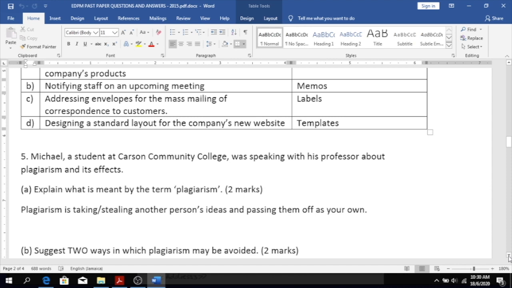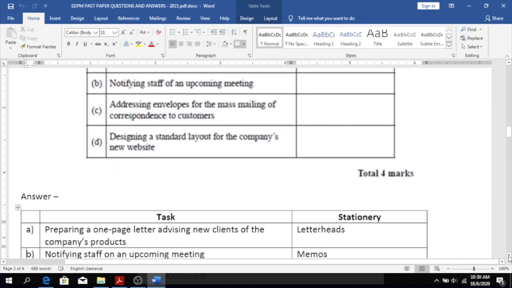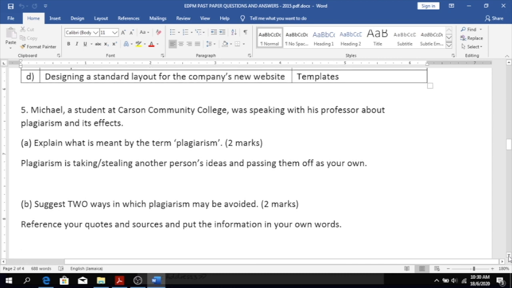There are other ways in which you can say the same thing, right? This is just my own definition, one way in which you can define it. B says, suggest two ways in which plagiarism may be avoided. By giving recognition to the author. Yes, so you need to give credit to your source. Very good. So you have to reference your quotes and sources. Another way is to put the information in your own words. Right? Good.